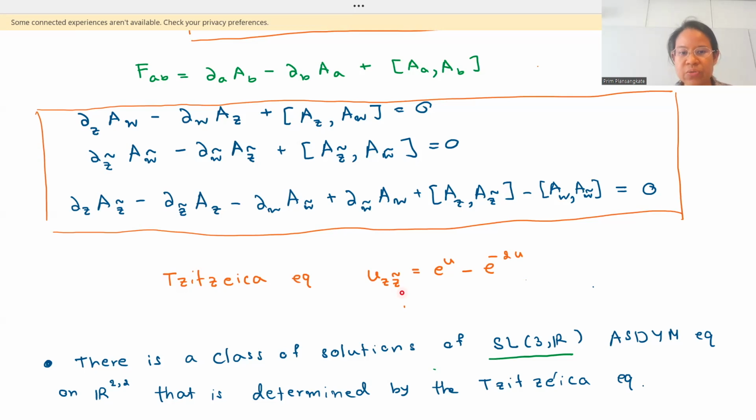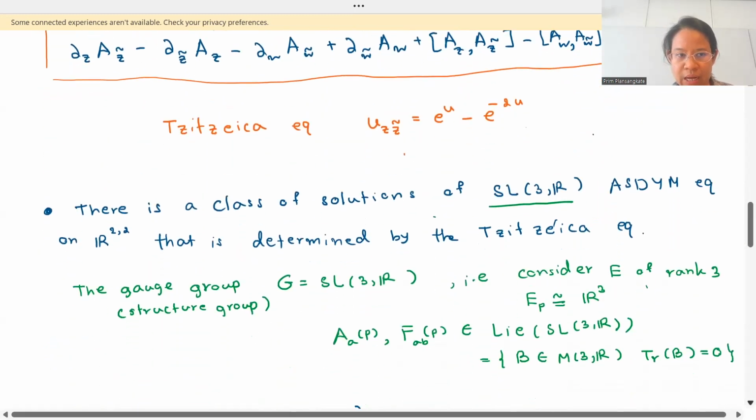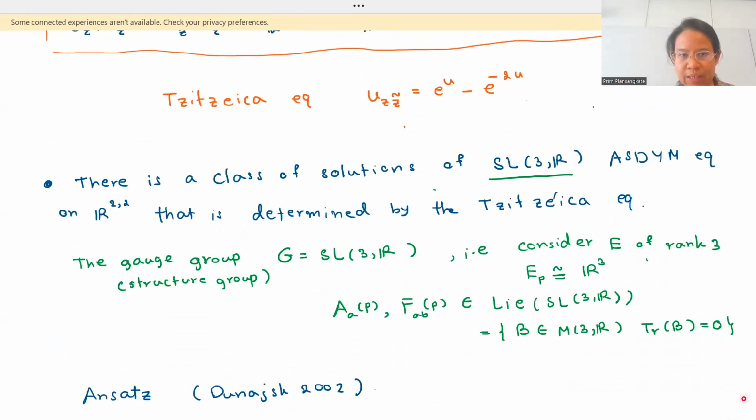All right, and the anti-pseudo-Yang-Mills equation that we're going to reduce to this one is the one with gauge group SL3R, on R22, like I showed before. And let me remind you that when we say the gauge group SL3R, it means that we restrict the transition functions to take values in SL3R. The bundle is a real vector bundle of rank 3, so each fiber is isomorphic to R3.